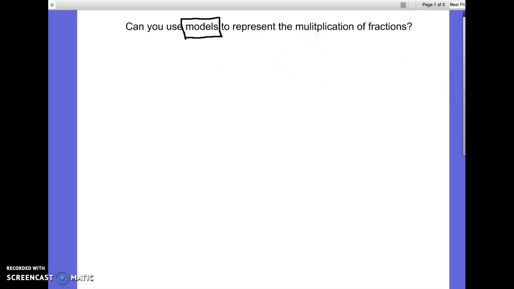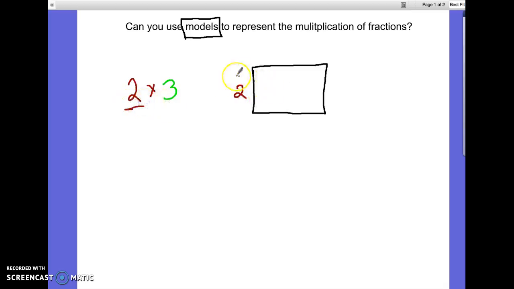The first thing that I would like to do is to just go over the basics of modeling multiplication with an area model. So I'm going to use the equation 2 times 3. In order to use an area model with 2 times 3, some of you might recall that you're going to be looking at the length and width of a rectangular region. The length, I'm just going to put as 2, and the width will be 3 right here.